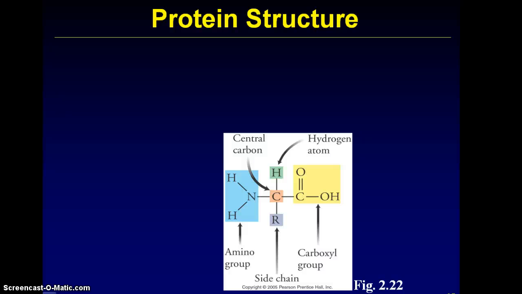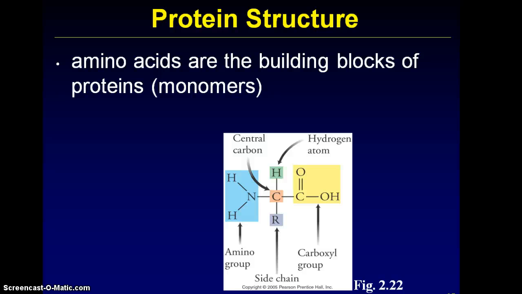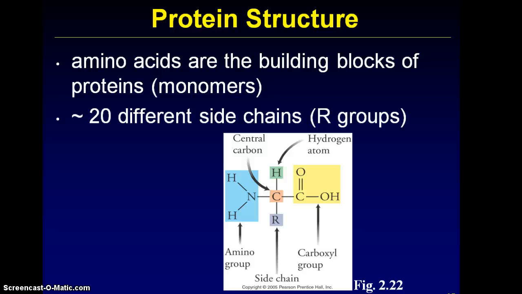Recall from the table earlier that the building blocks of proteins are known as amino acids. These are the monomers of proteins. There are only about 20 different amino acids that exist. And so with those 20 different amino acids, we can make numerous amounts of proteins with those building blocks.